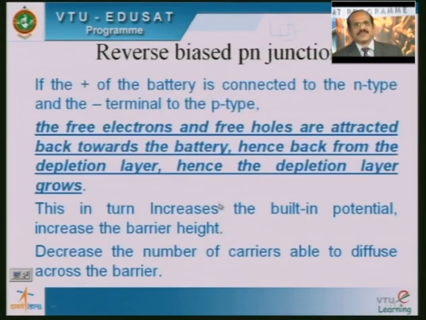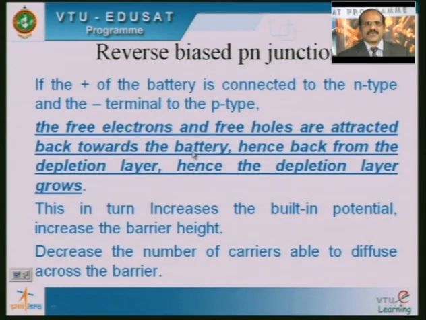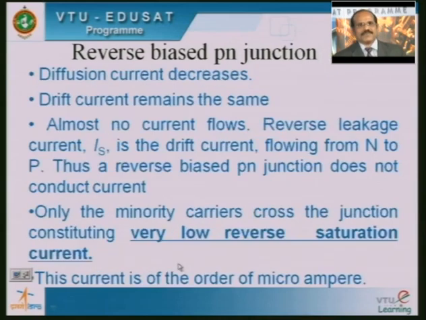In the reverse bias PN junction, the free electrons and free holes are attracted back towards the battery, because the positive terminal of the battery is connected to the N type and the negative terminal to the P type of the semiconductor, and hence they move back from the depletion layer. Therefore, the depletion layer grows, and this in turn increases the potential barrier and the barrier height. This decreases the number of carriers able to diffuse across the barrier.